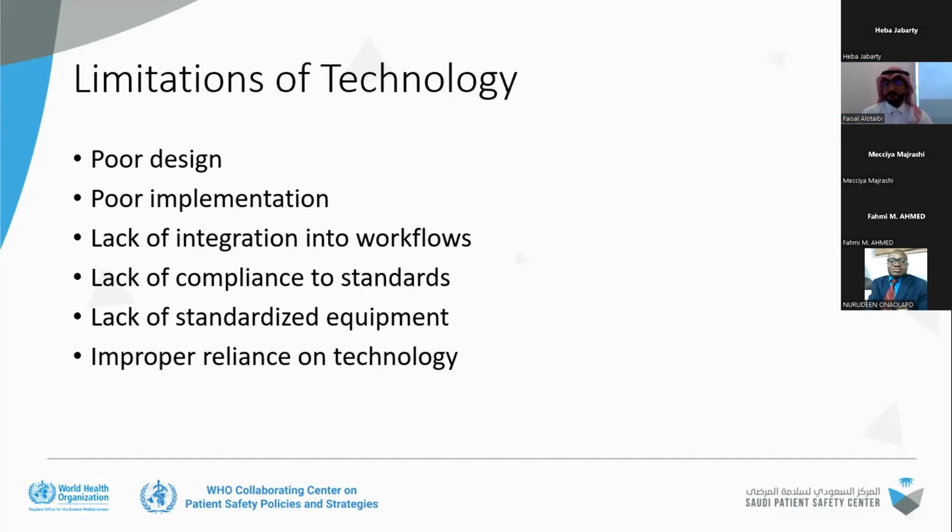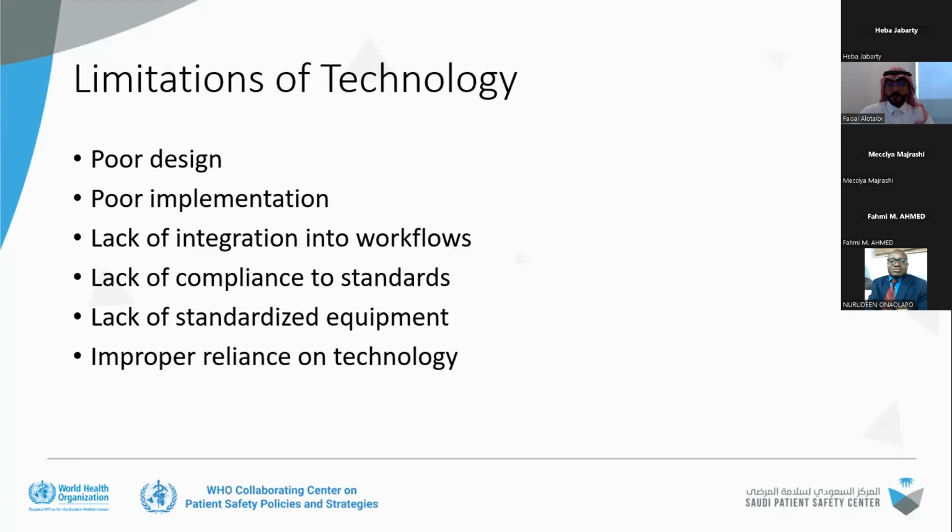Poor implementation: if you are choosing two different pieces of equipment from two different vendors, it's hard for people to implement them if you are moving them from area to area. So it's about how you implement the technology, how you are adapting the new technology to you. It will make the use of technology limited. Lack of integration in the workflow: try to choose the right technology that suits your workflow and the procedures that you have in place.